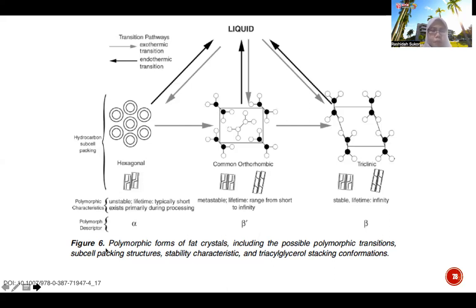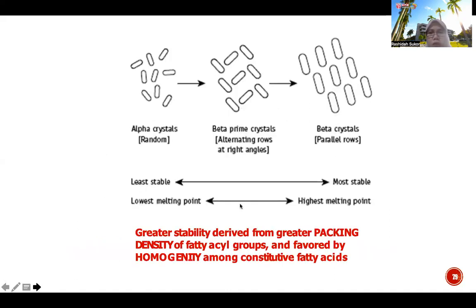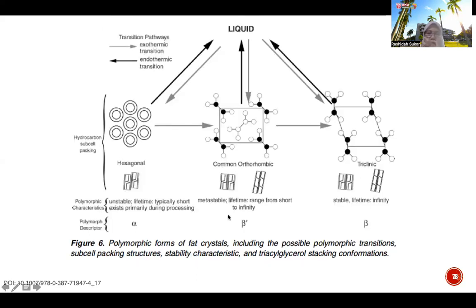Okay, so you can just remember this one: hexagonal, orthorhombic, and also triclinic, right? Maybe here you can see it more like this. And also the arrangement of the alpha crystal, beta prime crystal and beta crystal is like this. Alpha crystal is more random, in the way the crystal is packed in the molecule. And then beta prime is more structured, but one is going this way, another one is going that way. So actually it is like this.